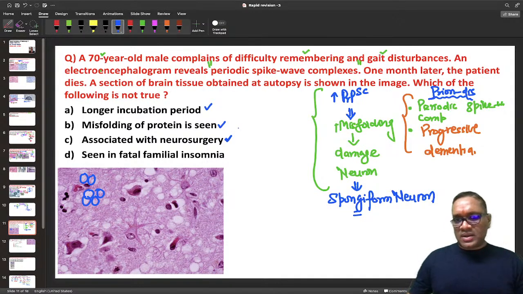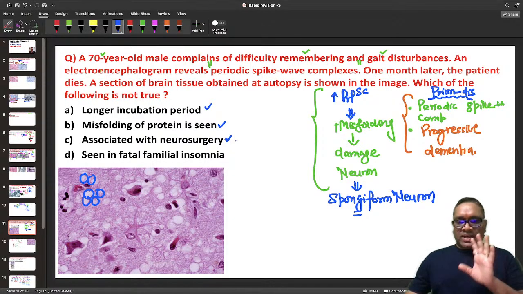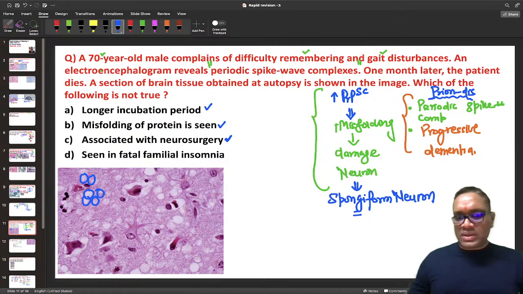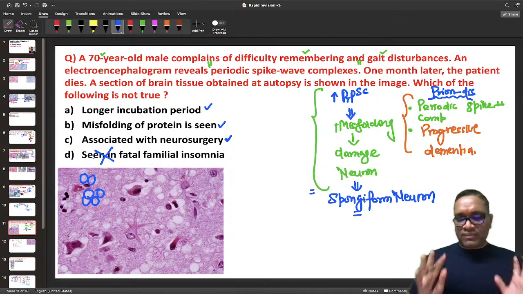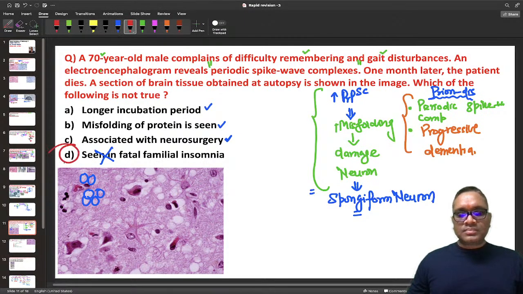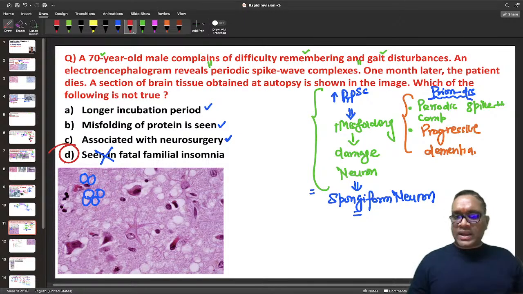Contaminated instruments can be the source of infection of this Prion disease. So that is also very important. In this diagram, spongiform neurons are there, and spongiform neurons are never seen in fatal familial insomnia. This is one very good example, and just remember this is the right answer. Spongiform neurons are not seen here. They will be seen in all kinds of Prion disease, but not here.